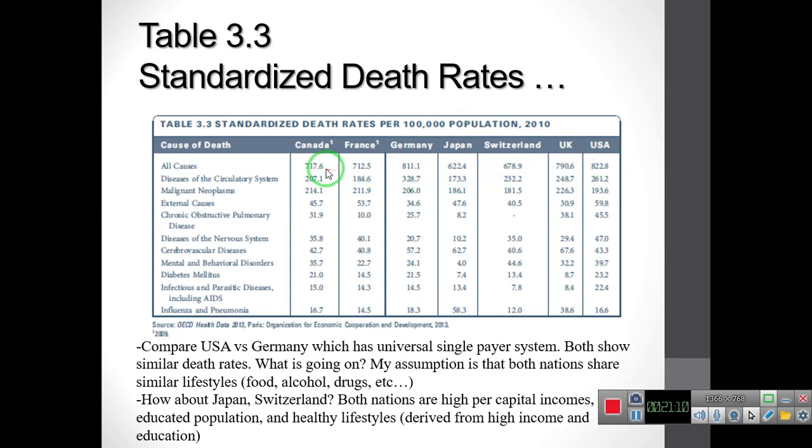But let's see, who's this? Canada, right? Canada has a pretty public, I believe almost 100% public system. If I remember correctly, it's 99.9%. How about that? And that is actually fairly low. That's much lower than the United States and Germany. So why is that? I think it's lifestyles.